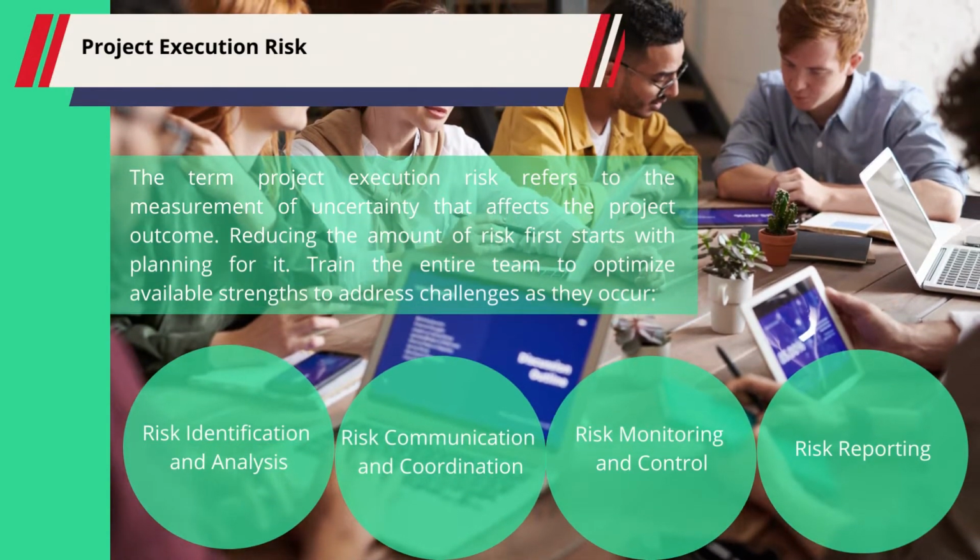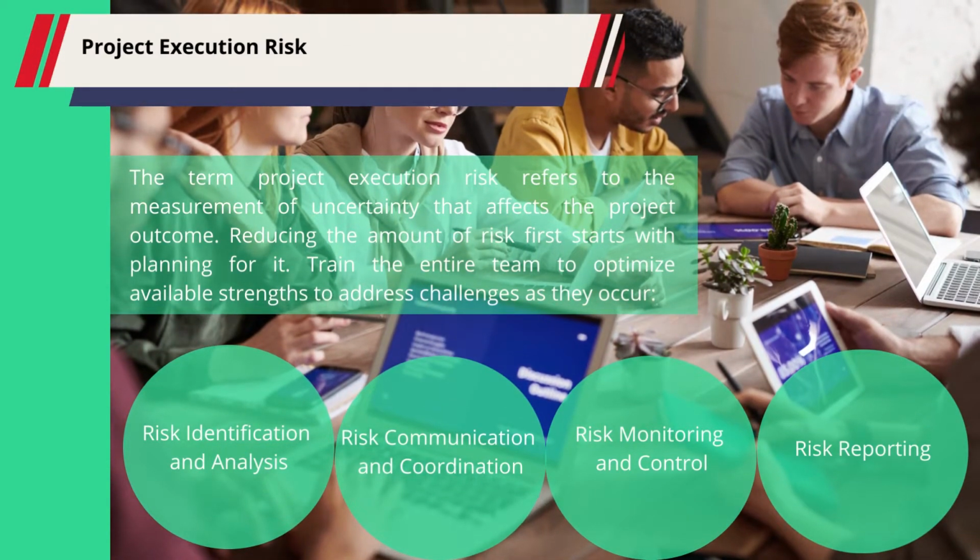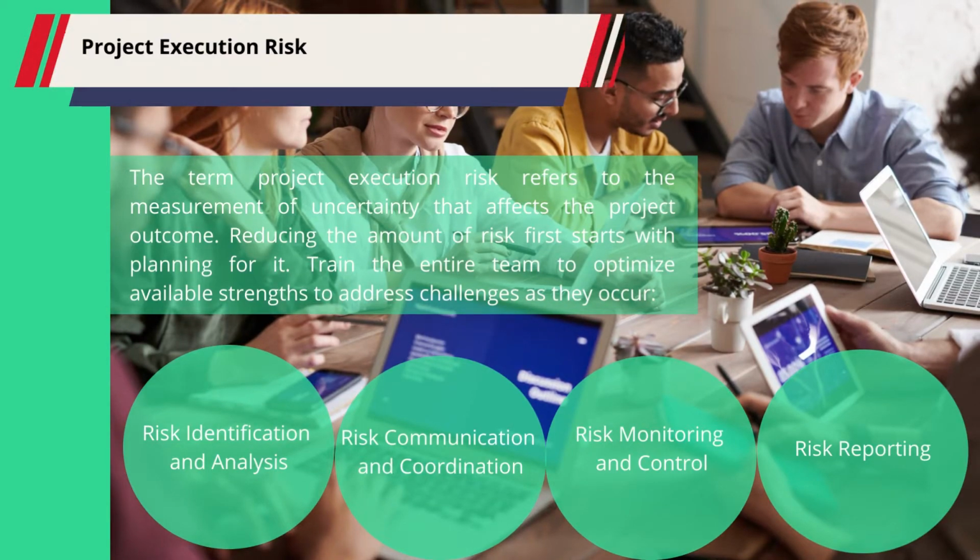What are the project execution risks? The term project execution risk refers to the measurement of uncertainty that affects the project outcome. Reducing the amount of risk first starts with planning for it. Train the entire team to optimize available strengths to address challenges as they occur, such as risk identification and analysis, risk communication and coordination, risk monitoring and control, and risk reporting.